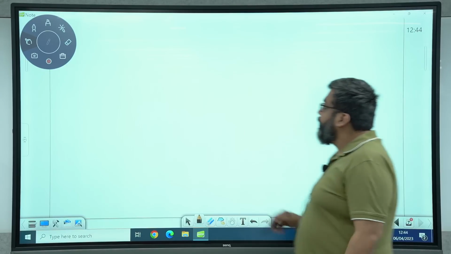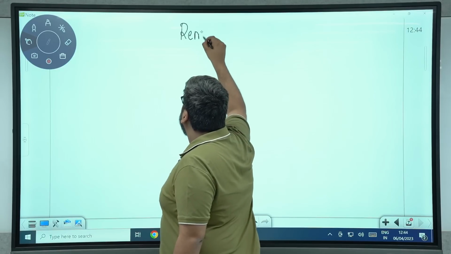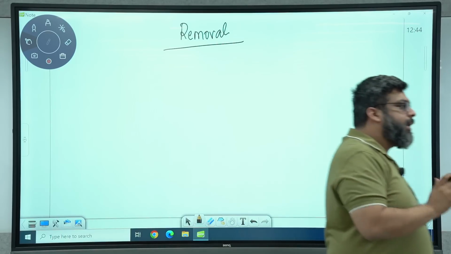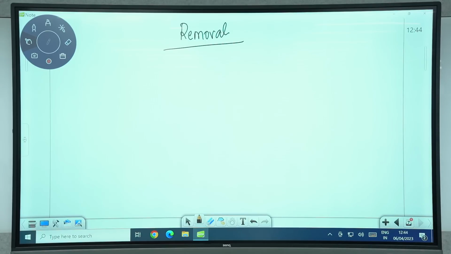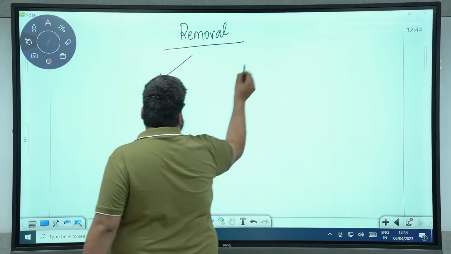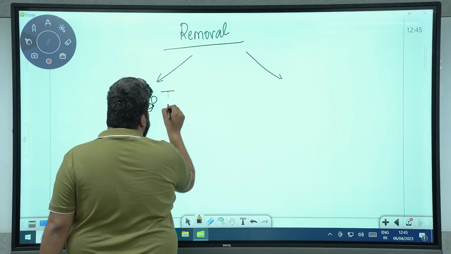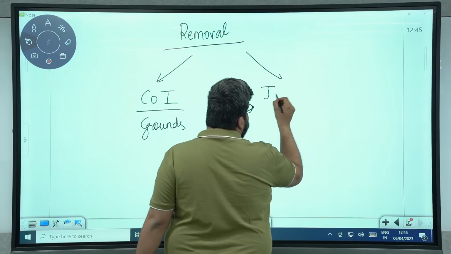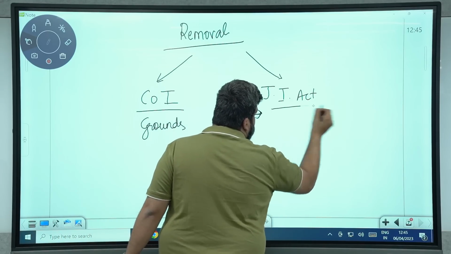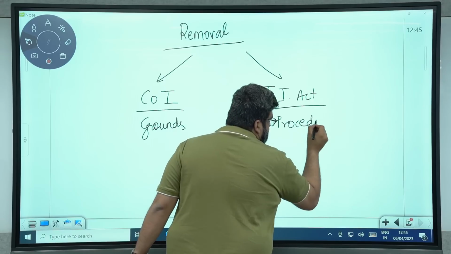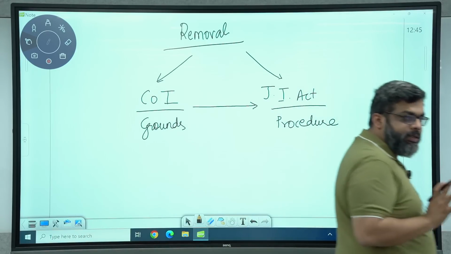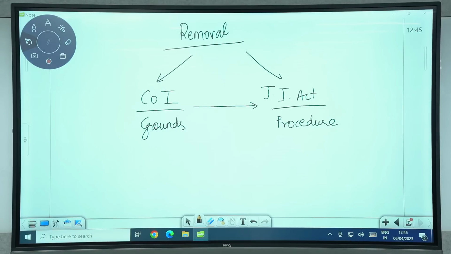Let's move ahead. Now let us look at removal once. We will finish this in 10 minutes and then move ahead. Any problem? The questions will get covered. Okay, removal. So what happens is, removal is governed in two manners. First is the Constitution of India, which gives you the grounds, and you have the Judges Inquiry Act, which gives you the procedure. This procedure is, of course, in conformity with the Constitution. Okay? Now, what are your grounds?